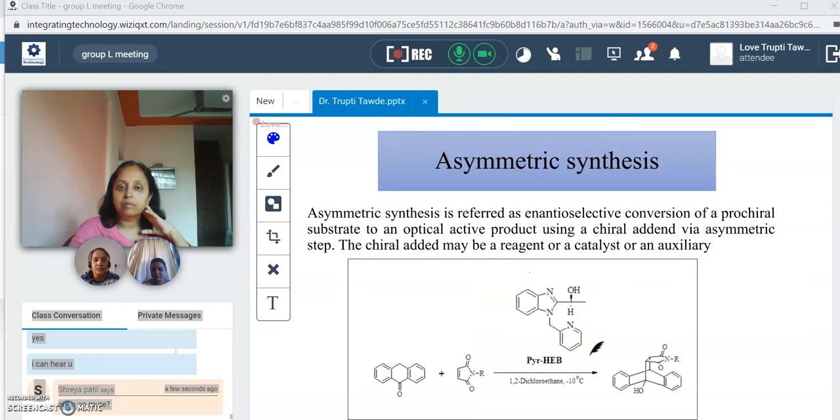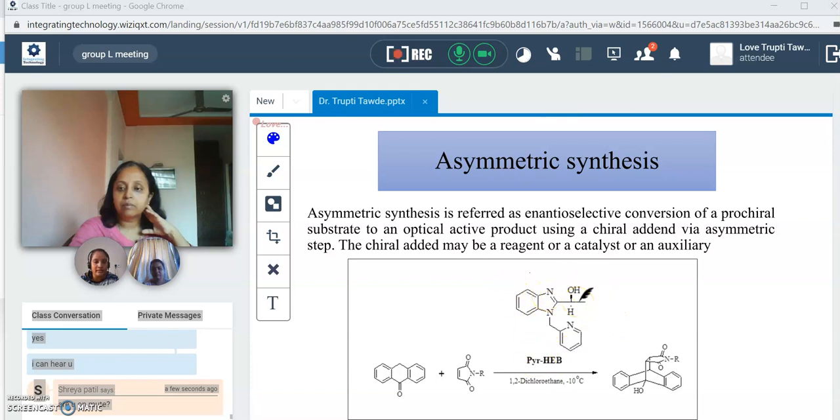And the last method is the asymmetric synthesis. Asymmetric synthesis is the conversion of achiral material. For example, if you can see the reaction here, the two starting materials are not having any chiral center. But for this reaction, I have used a chiral catalyst.